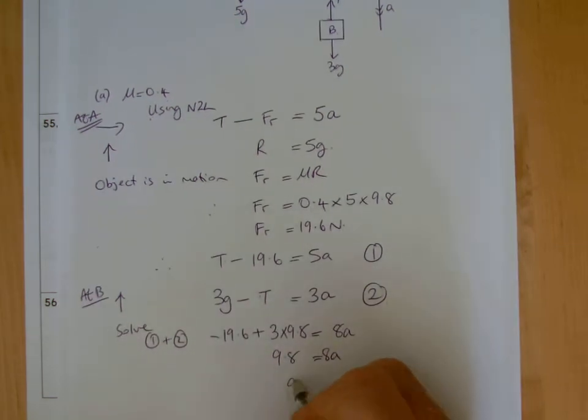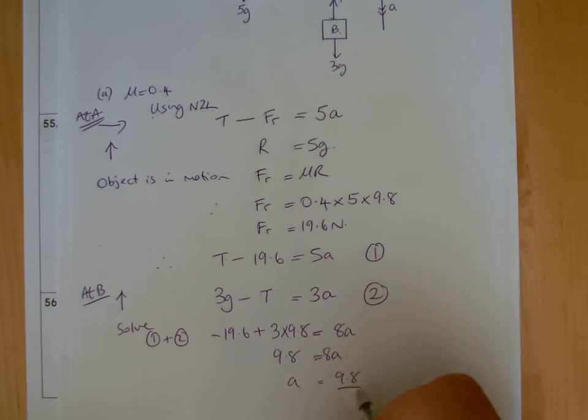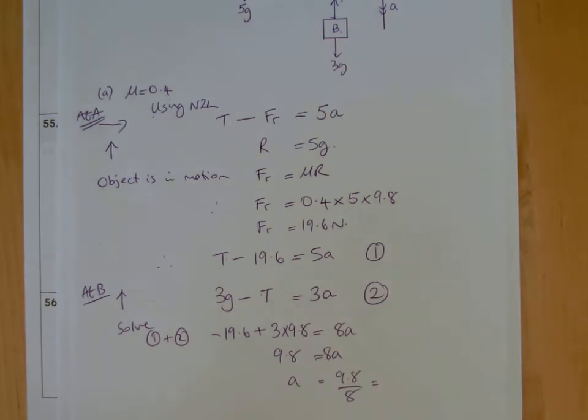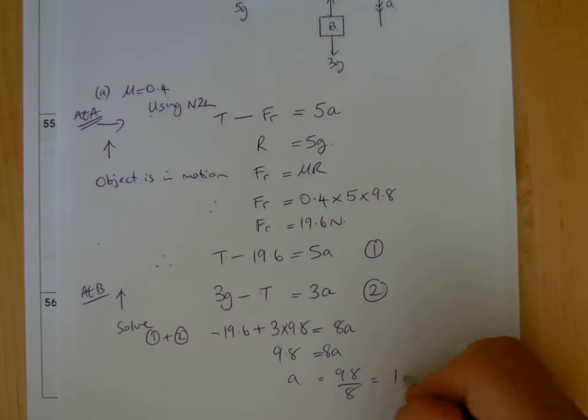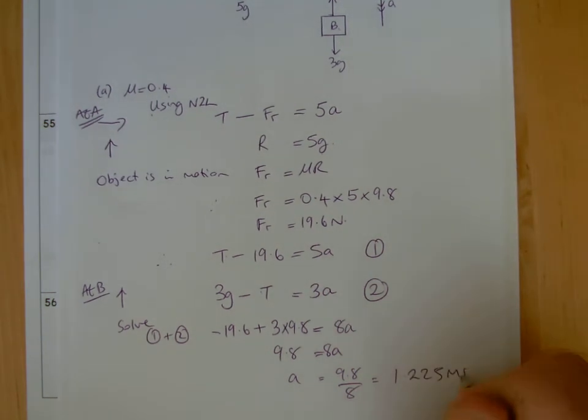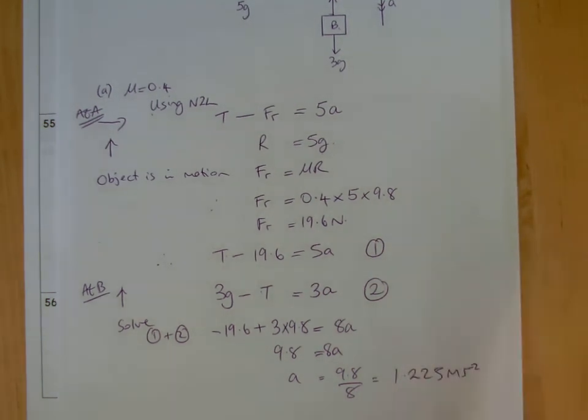And then to get a, I need to do 9.8 divided by 8, and I get 1.225 meters per second squared.